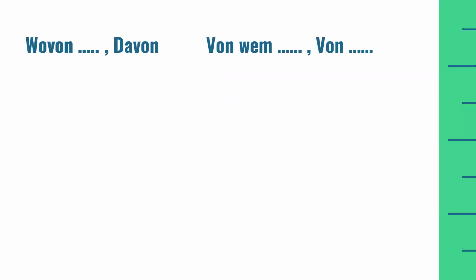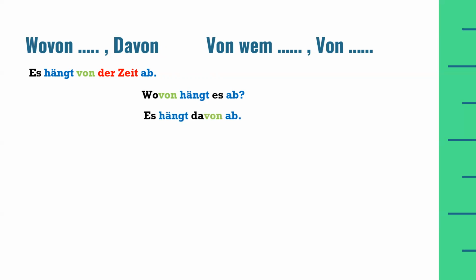Next example, von preposition. Es hängt von der Zeit ab. It depends on the time. If we want to ask a question, wovon hängt es ab? What does it depend on? Because it is depending on time, which is a non-living thing, therefore we have to use this wo compound and we have to combine it with the preposition von. Wovon hängt es ab? Es hängt davon ab. It depends on it. So what is behind this davon is der Zeit.